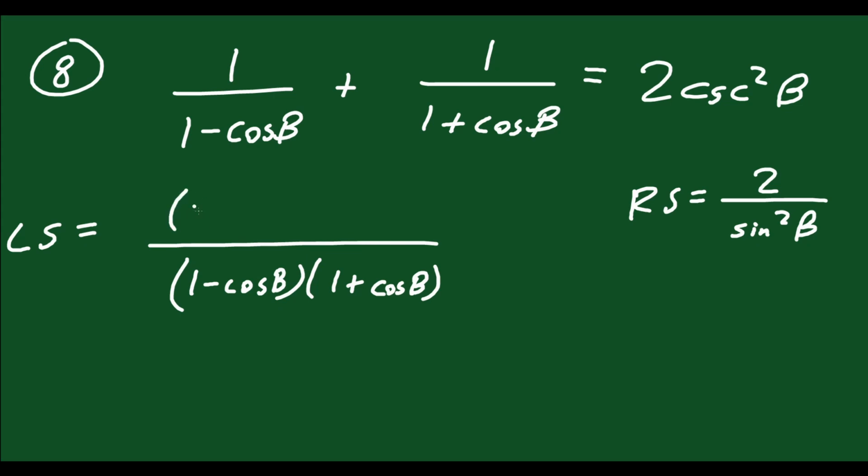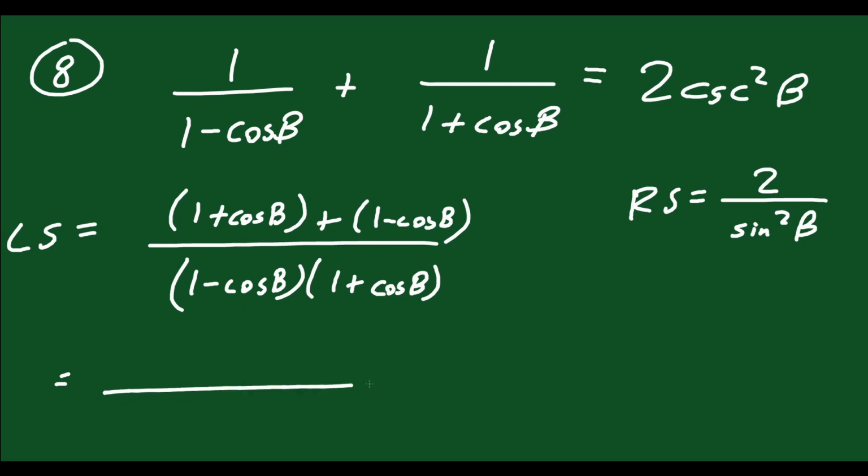So I'm going to get 1 plus cos beta. And over here I'm multiplying by this thing. So I'm going to get 1 minus cos beta. What do I get? Well, let's FOIL the bottom and we'll just simplify the top. So on the top you have 1 plus 1 is 2. And then cos beta minus cos beta, those cancel. So on the top I just have 2 actually. So I'll put that in the middle.